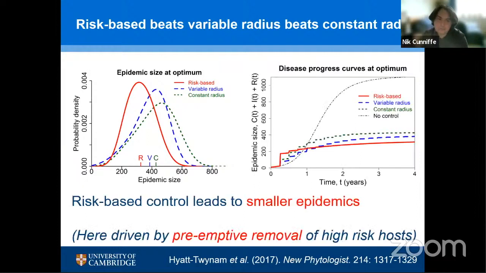And as you would have seen in the movie, were you eagle-eyed enough, it turns out that for this landscape, it's driven by preemptive removal. So on round one of removal, or possibly round two of removal, high-risk hosts tended to be removed. So certain hosts were removed very, very often in the risk-based control because the algorithm figured out that they posed such a large risk to the rest of the world were they to be infected, it was worth removing them, even if the disease was sometimes quite far away.